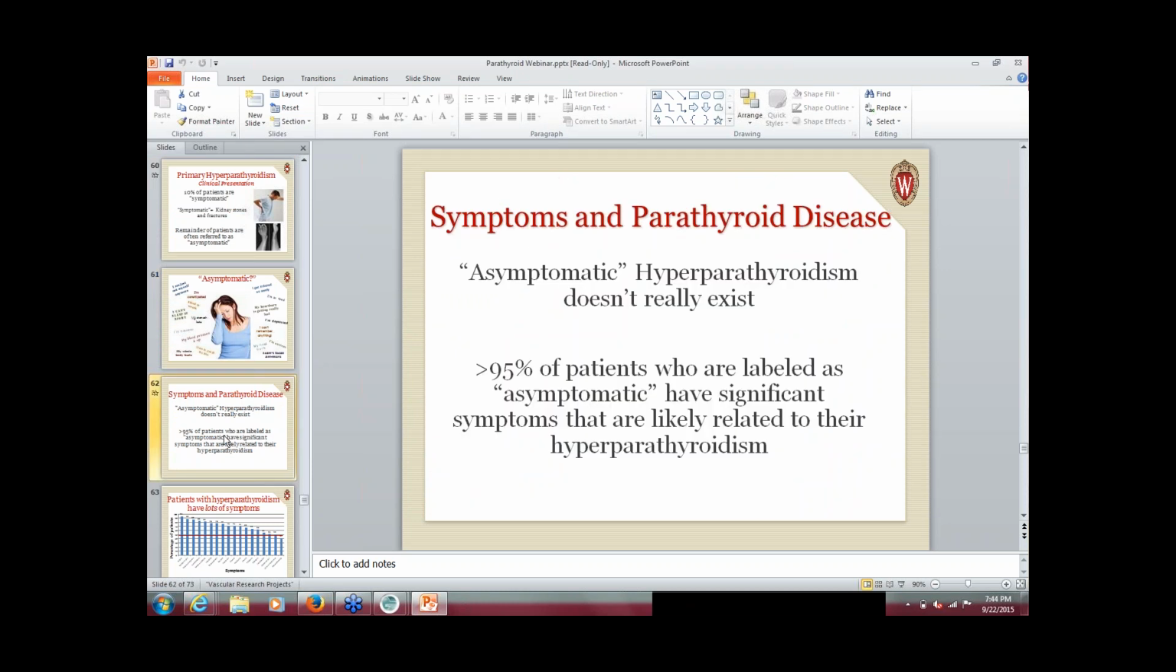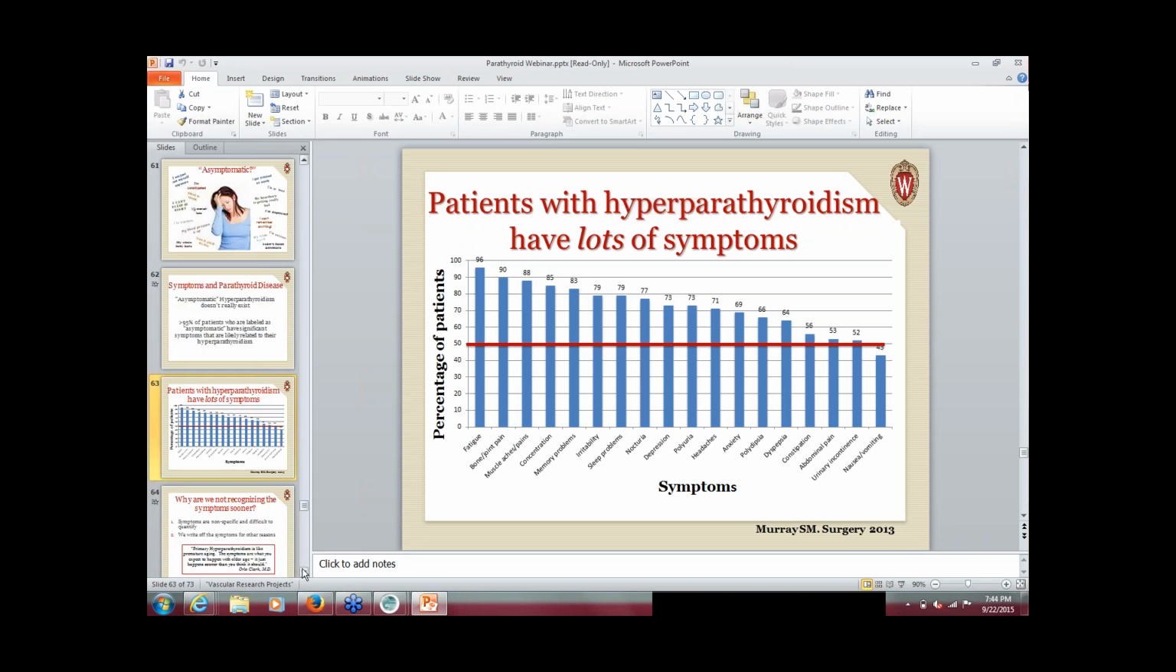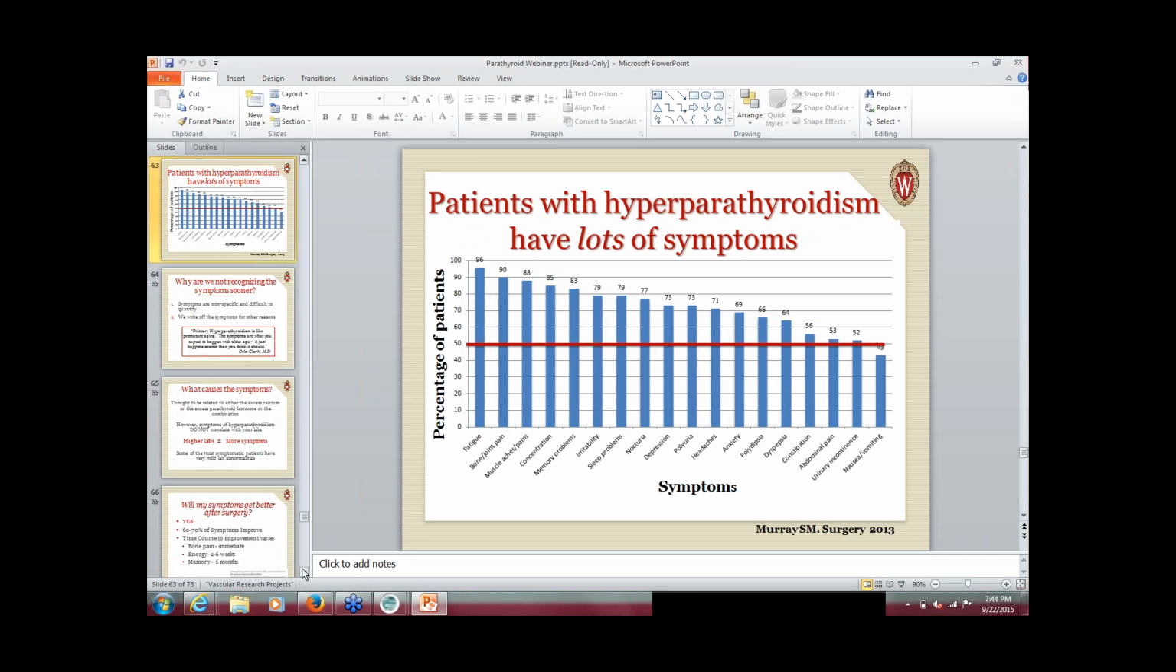And when we did this in a survey, we found that really asymptomatic hyperparathyroidism doesn't really exist. And over 95% of patients really do have significant symptoms that are likely related to their disease. We did a survey of patients where we asked them to grade the severity of symptoms, and what we found is that the average number of symptoms that a patient had was 11, and that 96% of patients complained of fatigue at some level. So symptoms are actually fairly common. It's just that patients aren't asking.